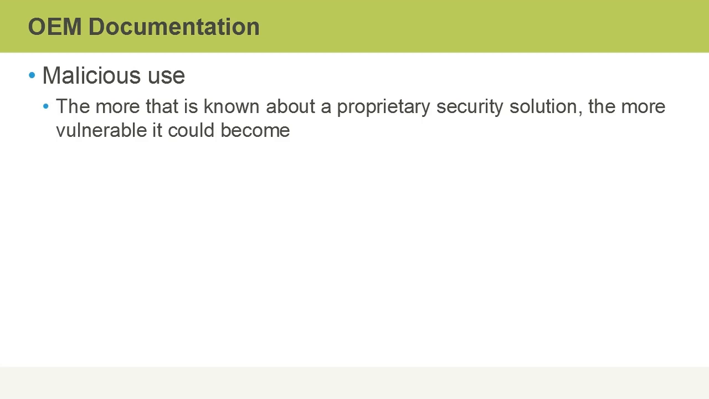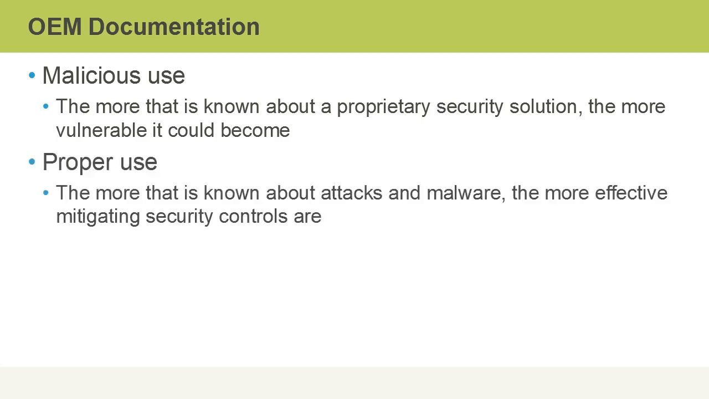And the same type of logic applies to hardware and software. The more that malicious users know about our network, because they might have learned about it through network reconnaissance, and what type of tools we're using and what revision our firewall appliance is at, the more they'll be able to pinpoint where vulnerabilities might exist. Proper use means that the more that's known about attacks and malware, the more effective mitigating security controls can be. And again, it all boils down to information being power.